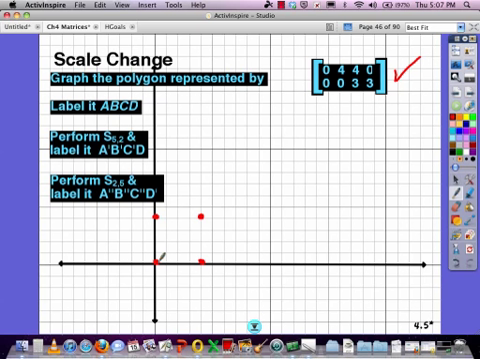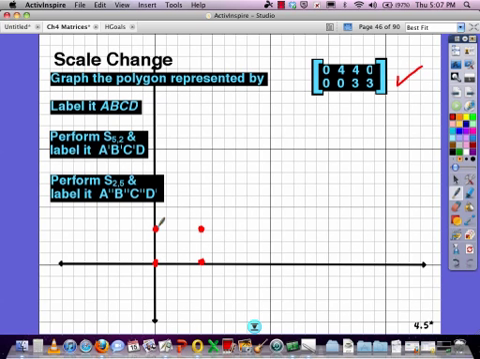0, 0, 4, 0, 4, 3, and oops, I have that off. I have it as 0, 4. So let's just move that, and let's go again here. So in red, we've got 0, 0. Got to be able to count to do this. 4, 0, 4, 3, and 0, 3. So there is our new rectangle. If you wanted to connect them, you could, but we can visually see that.